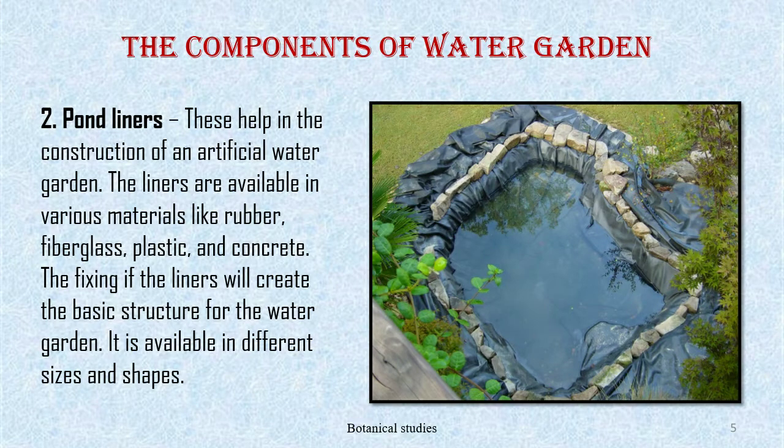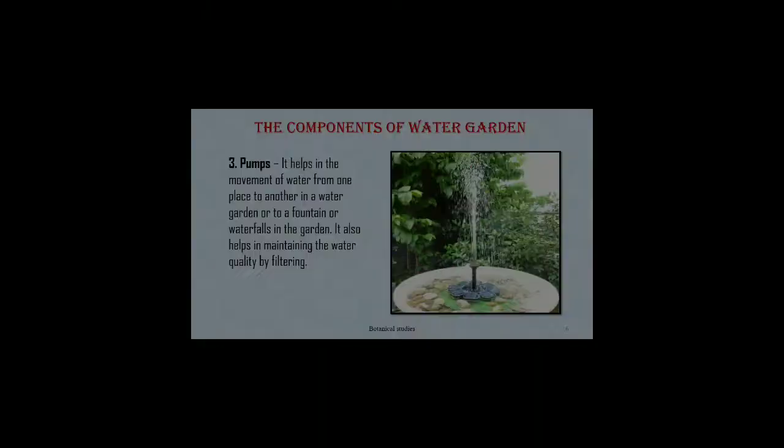Second, pond liners. This helps in the construction of an artificial water garden. The liners are available in various materials like rubber, fiberglass, plastic, and concrete. The fixing of the liner will create the basic structure for the water garden. It is available in different sizes and shapes.